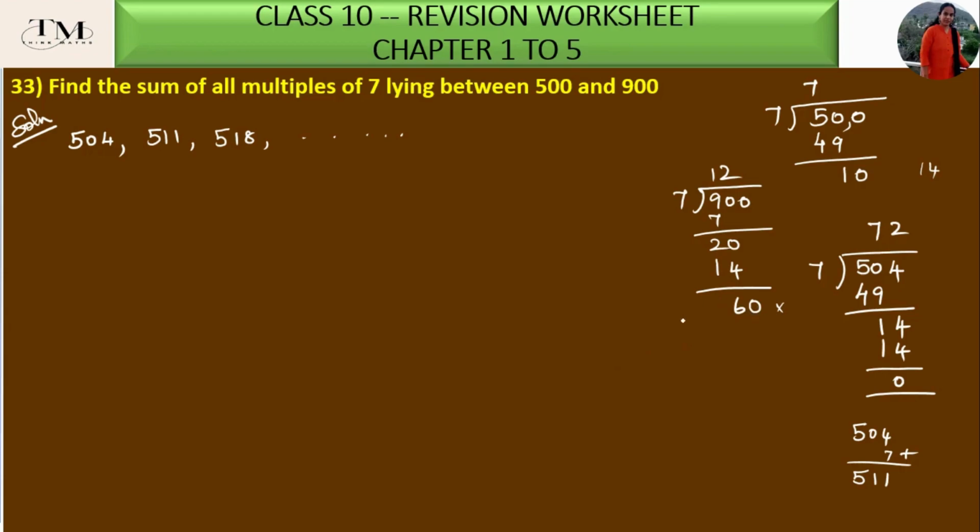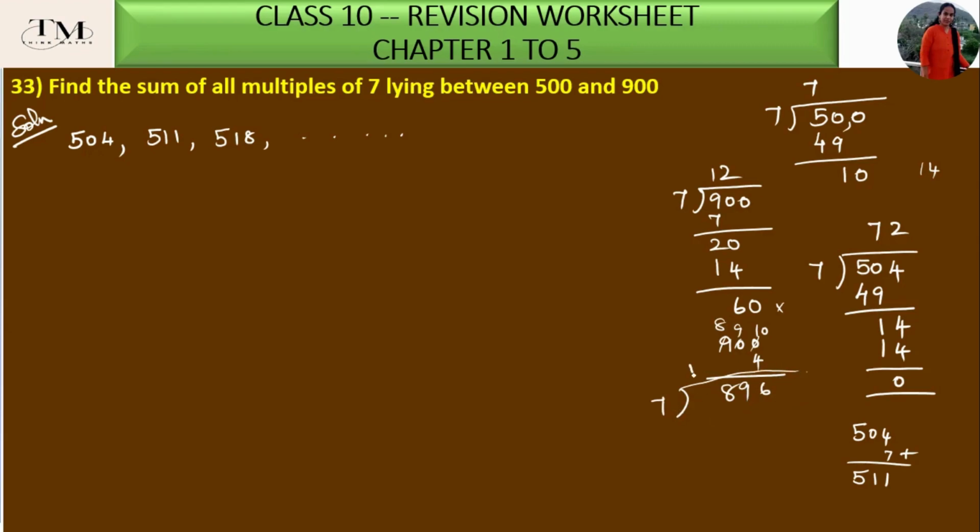So we have to take the number before. Because between 500 and 900 means after 500 and before 900, we have to finish. So 60 is not divisible by 7. Before 60, which number is divisible by 7? 8 sevens are 56. So here it should be 56. That is 4 lesser. So from 900 we have to subtract 4. So it will be 10 minus 4, it is 6. 896. Now 896 is divisible by 7.